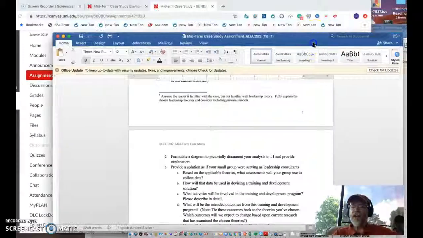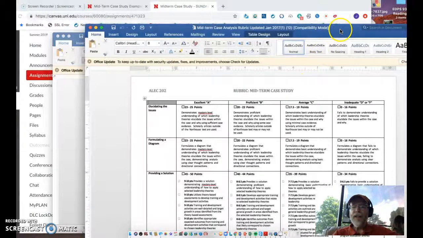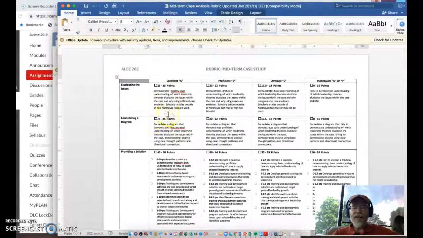So there is a rubric to follow, which is very clear in terms of a section on elucidating the issue. There's the diagram, there's the development solution. You can see the development solution is worth twice the points. So you want to give plenty of time to, here's our lesson plan, here's the activities and the details. You want to give a justification of that plan from the theory, the outcomes based upon the theory, and how you will evaluate. Because this is a theoretical analysis, you want to be using one or two theories as the basis for all of your evaluation and your justification.